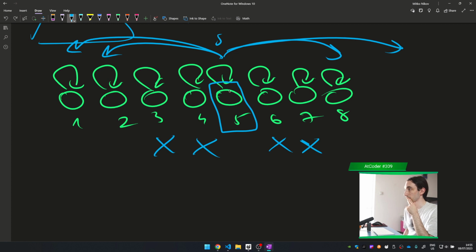So what does that mean? Here it can't be 3, can't be 4, can't be 6, can't be 7, and can't be 5 as well. But it can be 2. So yes, this does mean that from 5 you can jump to 2 or to 1.